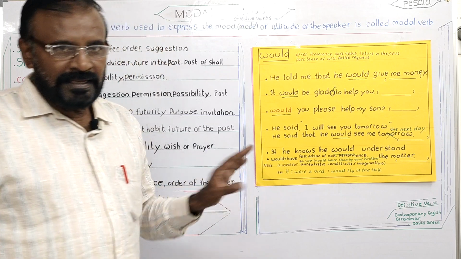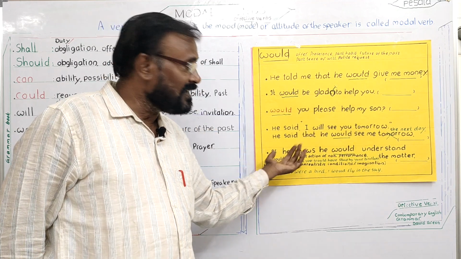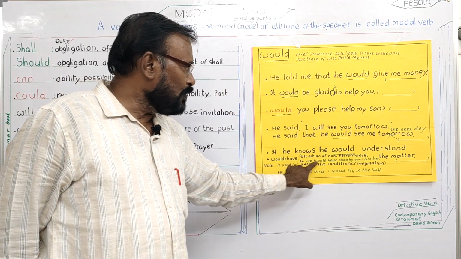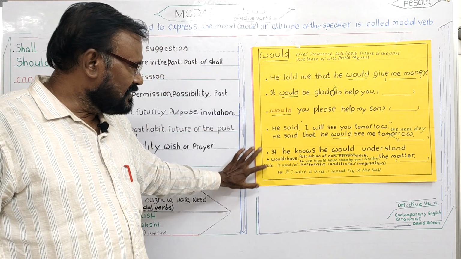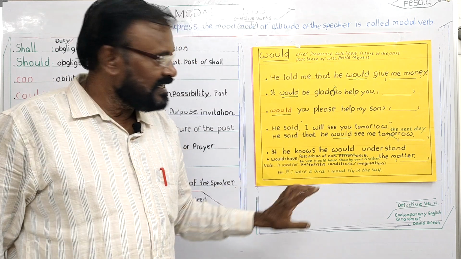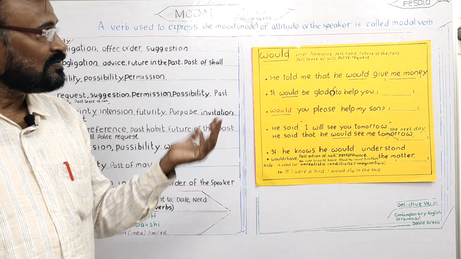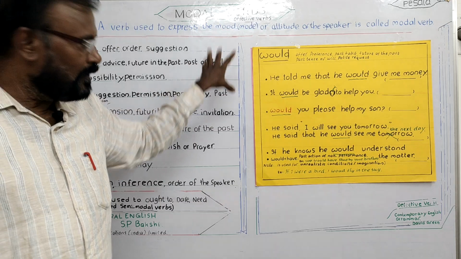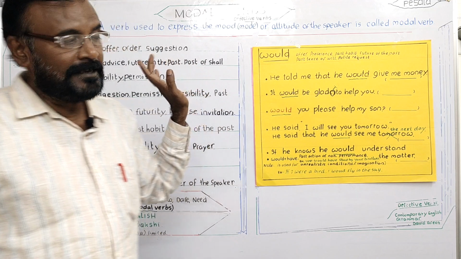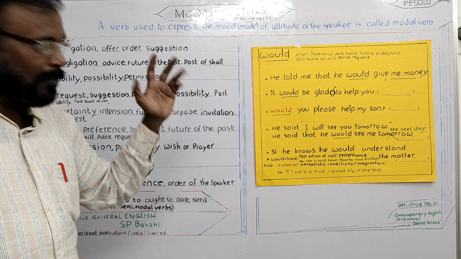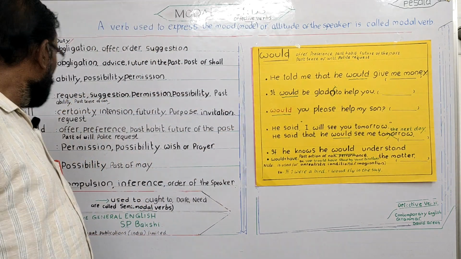Would plus have is used for past action of a non-performance. It was not done in the past. Example, you would have stood by your brother. Would is also used for unrealistic conditions or imaginary conditions or hypothetical conditions. We use modal verb would. That is, if I were a bird, I would fly in the sky. It is impossible, hypothetical, past, and real. For these purposes also, we use modal verb would.